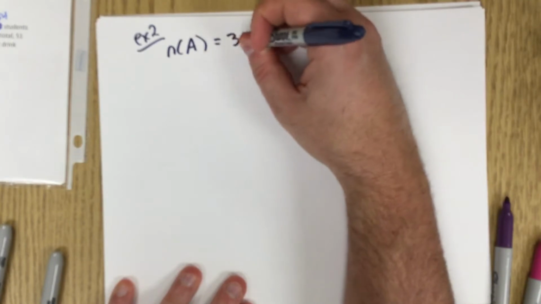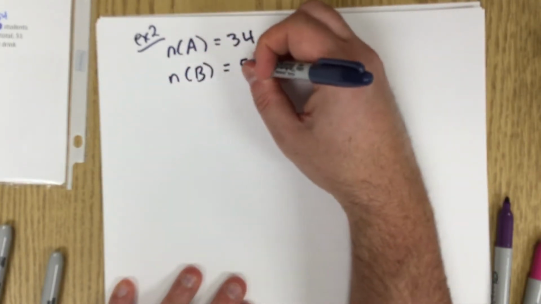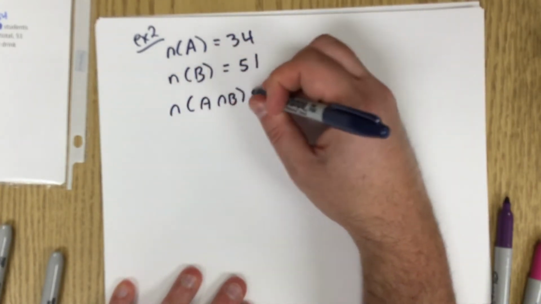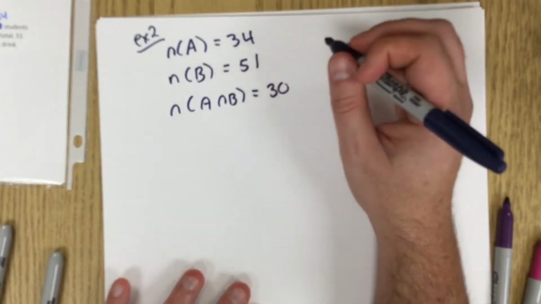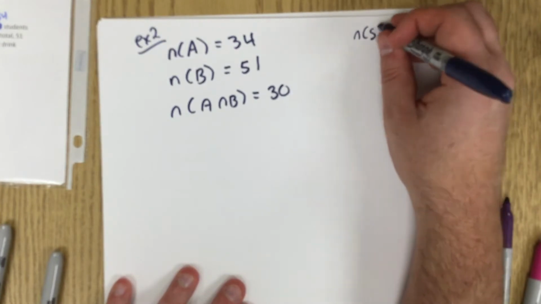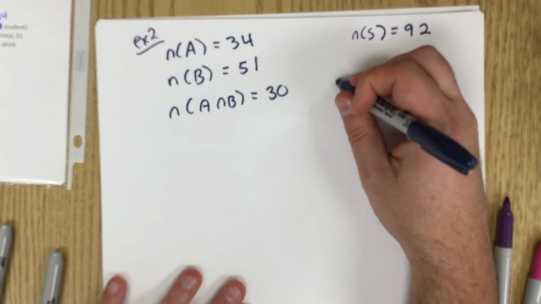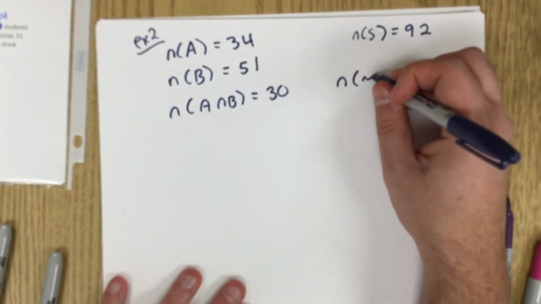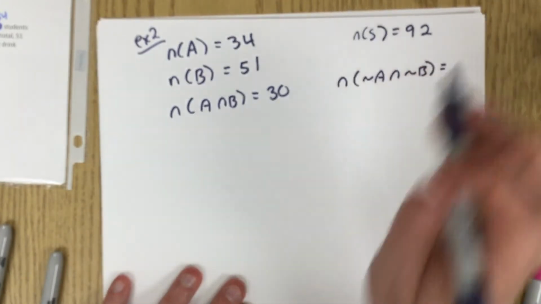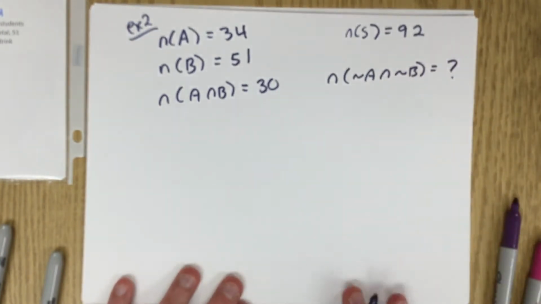Okay, so let's say the number in A is 34. The number in B is 51. The number in A and B is 30. And the number in S is 92. And I want to know what is the number that's not in A and also not in B. So that's what I'm trying to figure out.